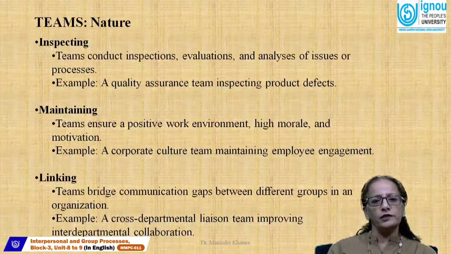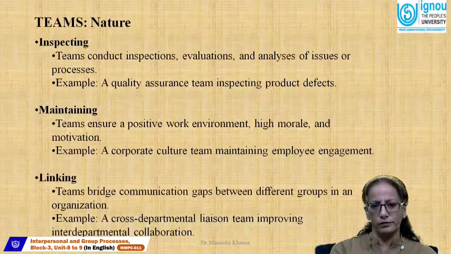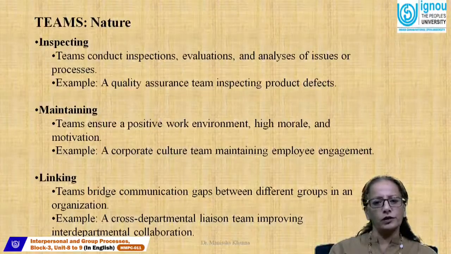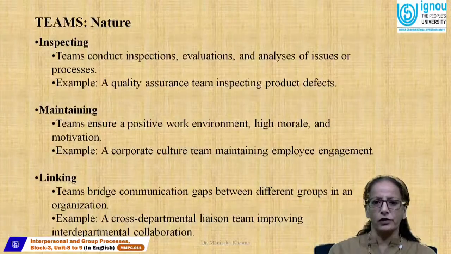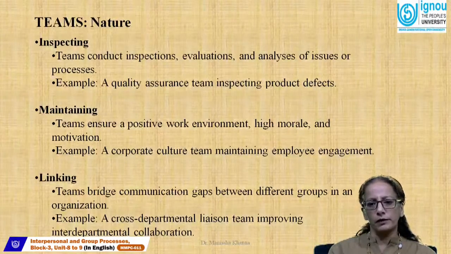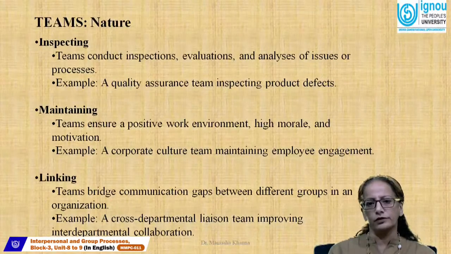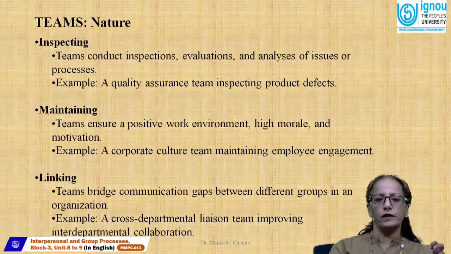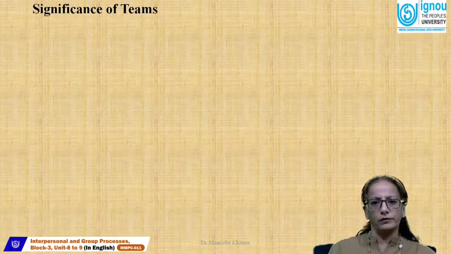The other feature is linking. Under this feature, the team becomes like a bridge, and the communication gap is filled between different groups of an organization. For example, a cross-departmental liaison team that improves interdependent collaboration. So, linking between two different departments is very important when it comes to team productivity.